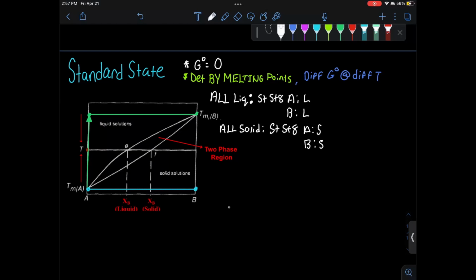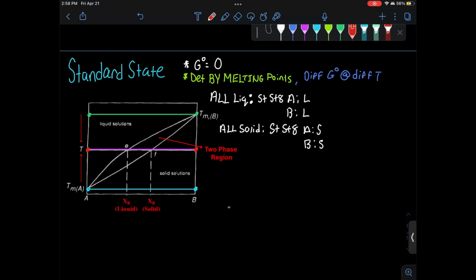What gets a little bit tricky is when our T is at this purple line over here. Now, look at either end. Our A starts as a solid, but our B over here, that's a liquid. So you might be asking yourself, all confused, how am I going to choose my standard states here? How am I going to know when the Gibbs free energy is zero for either one?